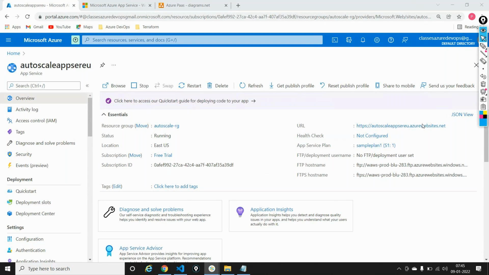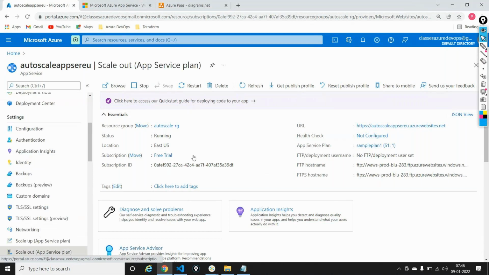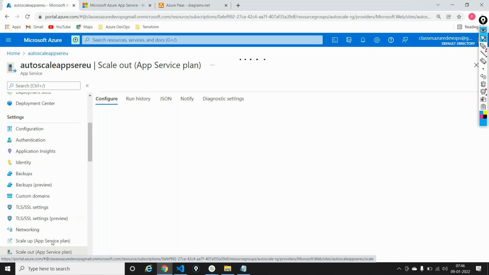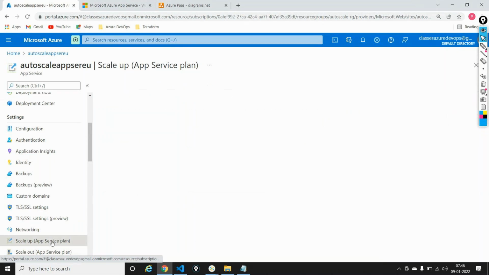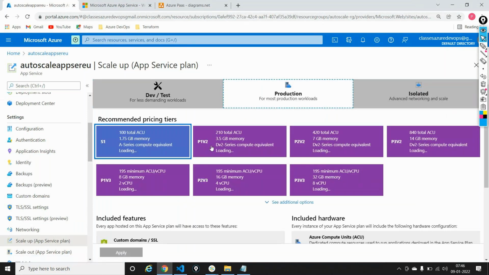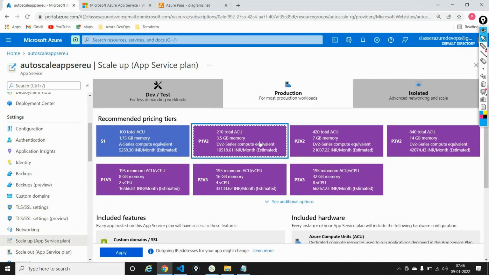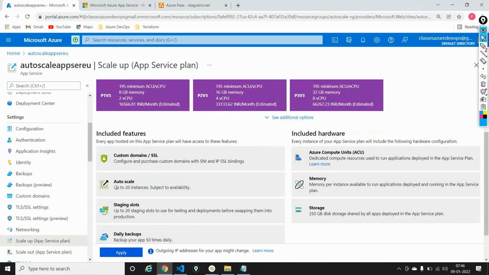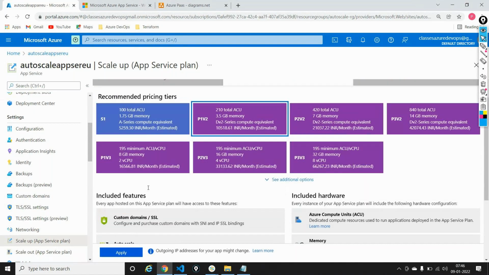Suppose traffic is more than 10 instances. Is there any other option to increase the instances in the backend? If your traffic needs more than 10 instances, then the only thing that you can do is scale your plan up, which will give you 20 instances. So S1 at the max supports only 10.